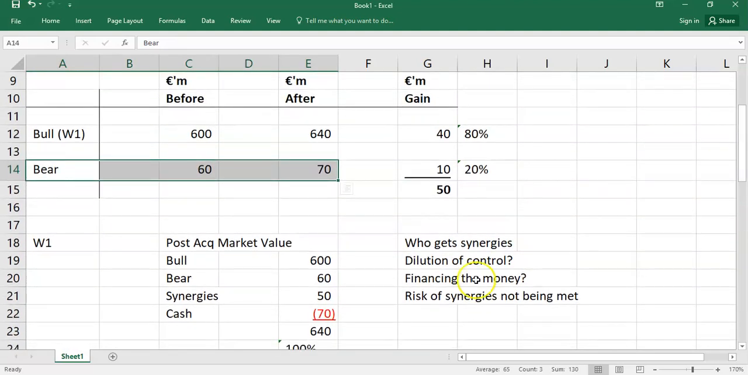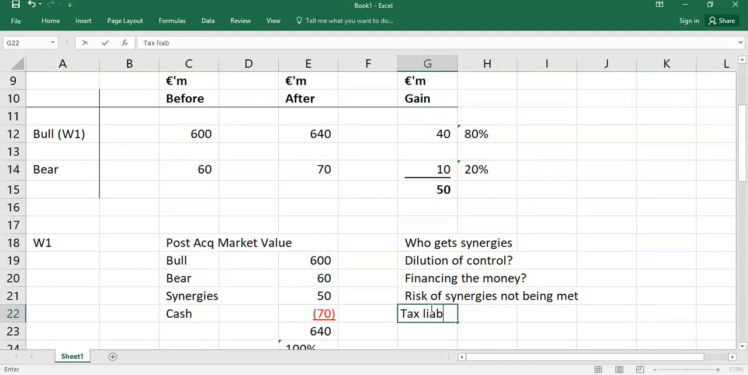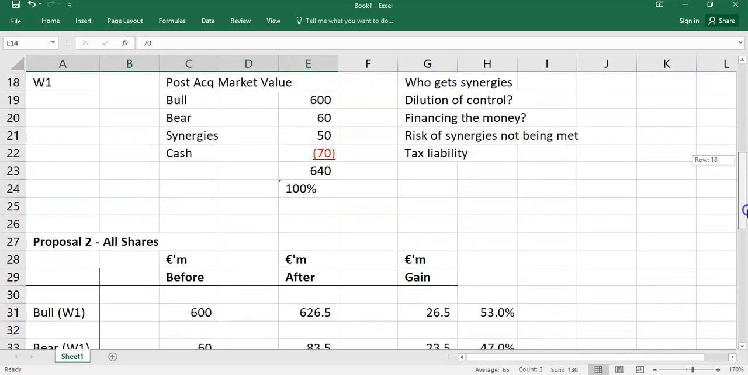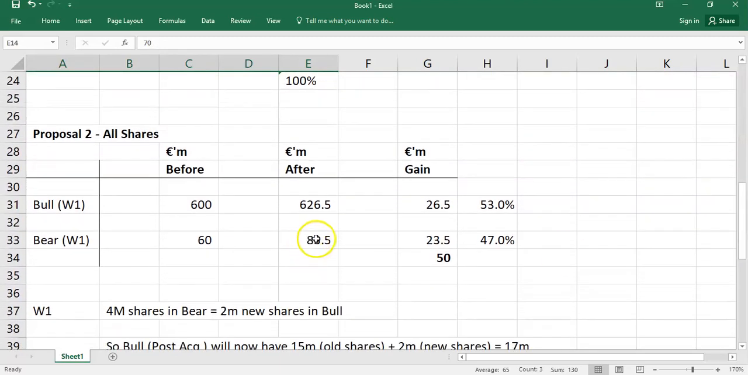And the last thing to consider here is your tax liability. If you take cash, the shareholders of Bear will have a tax liability straight away. It's what we call they will crystallize a tax liability. Whereas when you come to here an all share offer, you defer your tax liability. You would probably cover this in Cap 2 tax because you're doing a share for share exchange. So the tax liability will only be crystallized or incurred when you actually sell on those new shares sometime in the future.